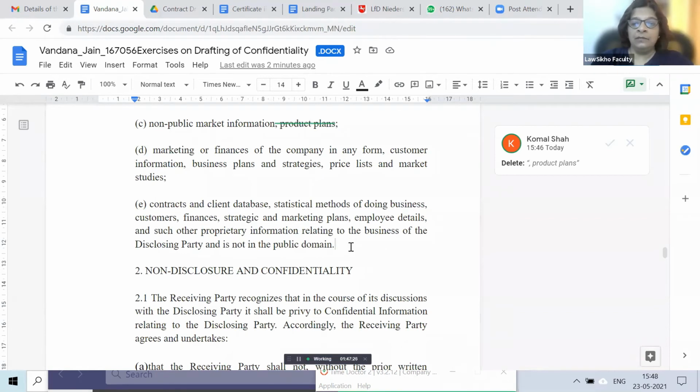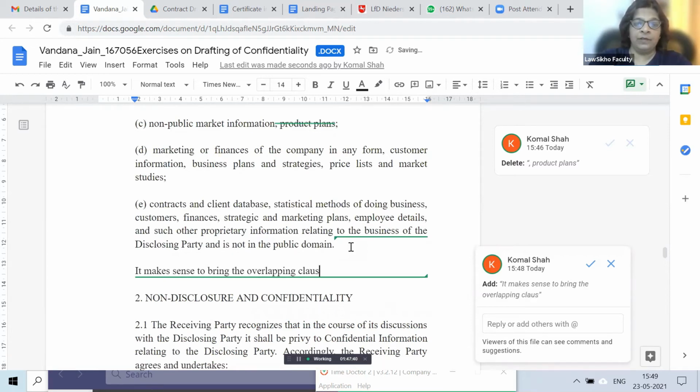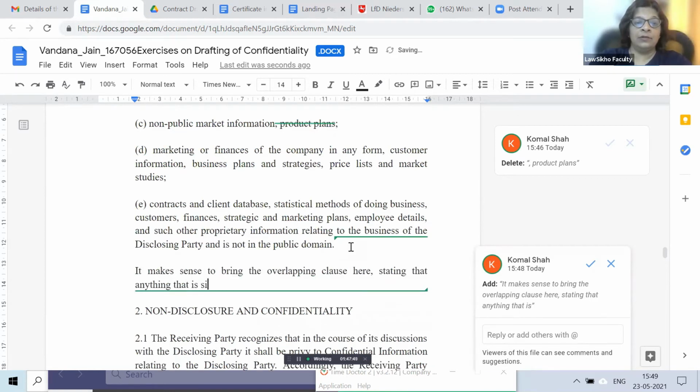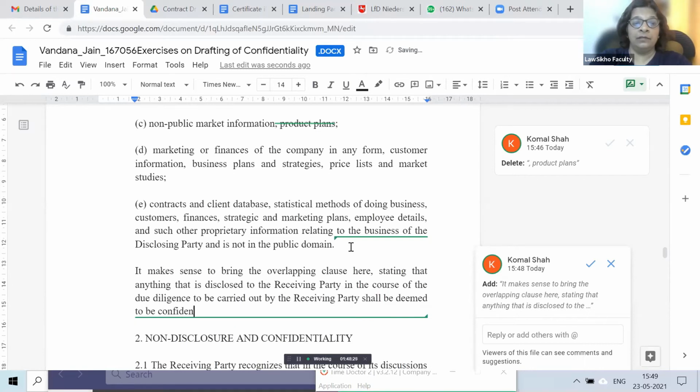Okay, it makes sense to bring the overlapping clause here, stating that anything that is disclosed to the receiving party in the course of the due diligence being held by the receiving party shall be deemed to be confidential. Okay.